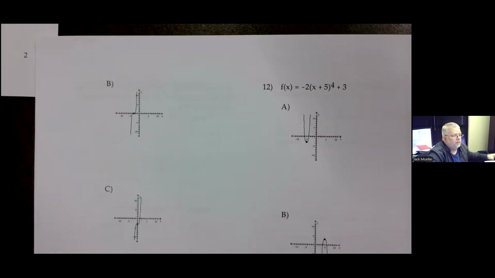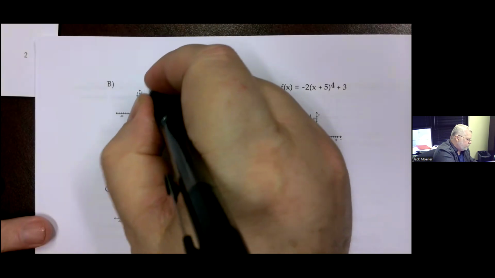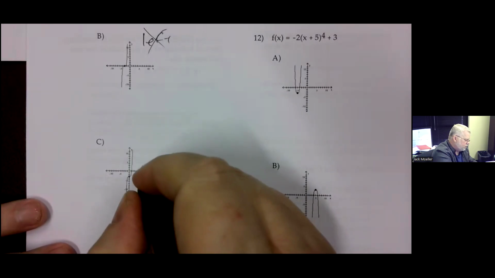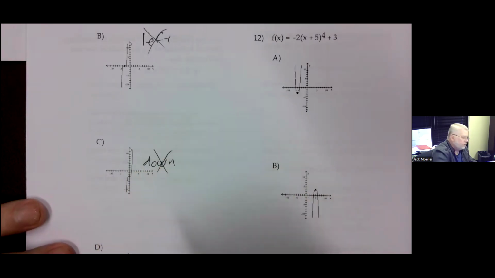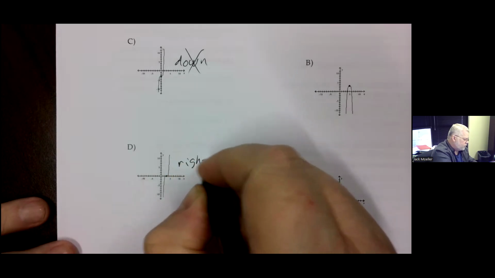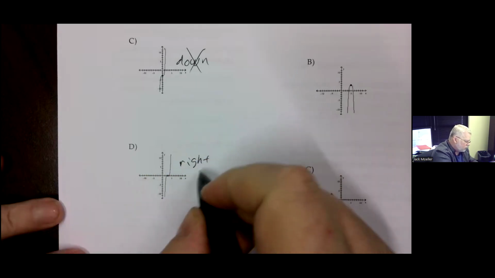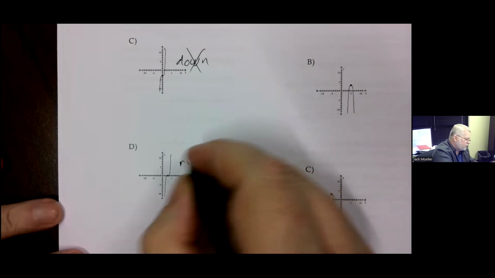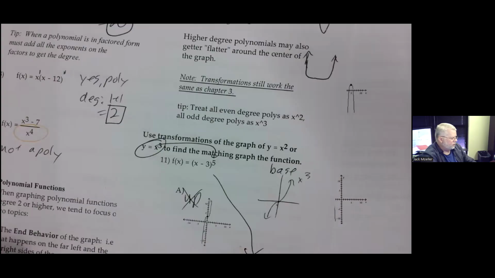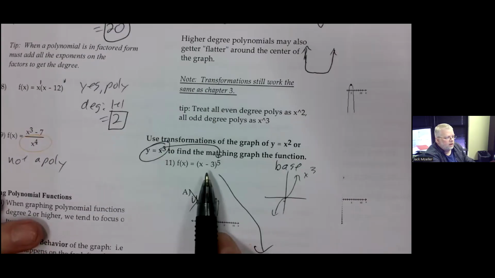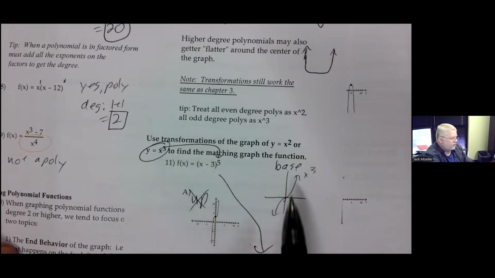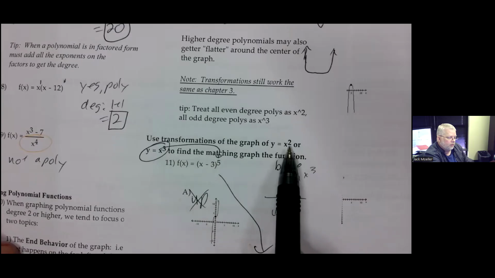Let's see. B has been moved left, so we don't want that. C has been moved down, so we don't want that one. And then finally we get to D. D has definitely been moved right. That's too small, but that's the only one that's been moved right 3, so it had to be D. So this transformation stuff works exactly the same, but if it's an odd degree, treat it as x cubed, S shape. If it's an even degree, treat it as your parabola.